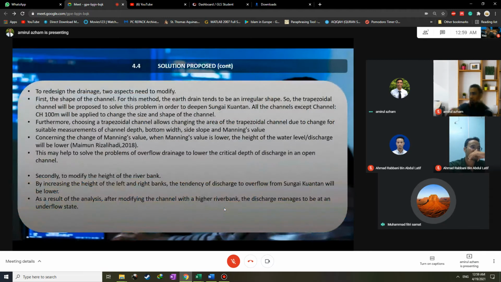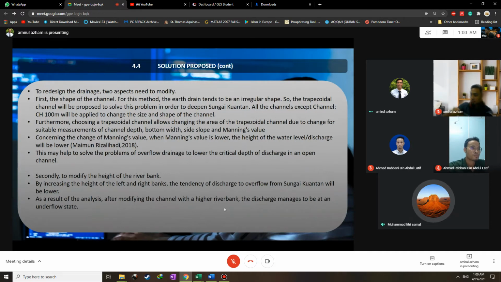Okay, solution proposed to redesign the drainage, of course, to prevent the flooding. First, the shape of the channel. For this method, the earth drain tends to be an irregular shape, so a trapezoidal channel will be proposed to solve this problem. Based on what I use, HEC-RAS only has trapezoidal channel. Other than that, I don't know. That has been given to us, so we use a trapezoidal channel.